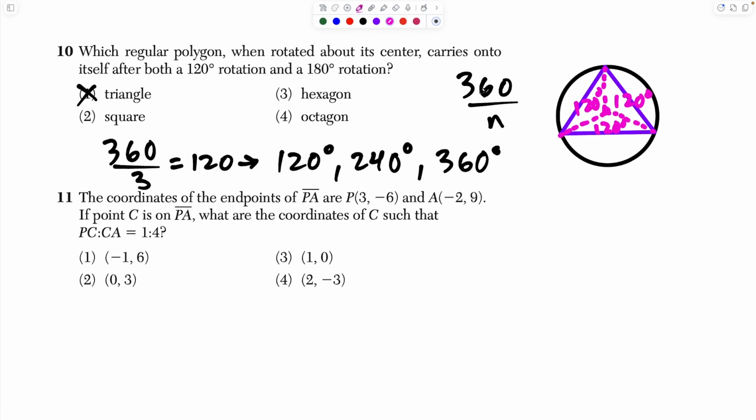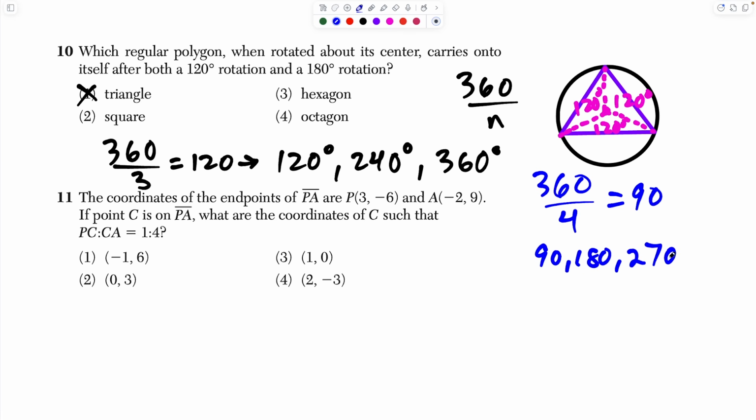You do 360 divided by n, and then you just list the multiples of that number. So if I did a square next, I would do 360 divided by 4 is 90. And then if I start counting by 90s, I get 90, 180, 270, and 360. So a square would work for a 180 degree rotation, but it wouldn't work for a 120 degree rotation. See, 120 is in between 90 and 180. So this one here would not work.